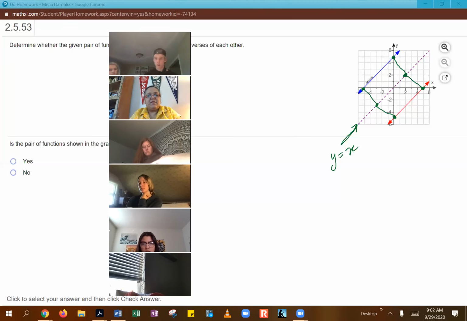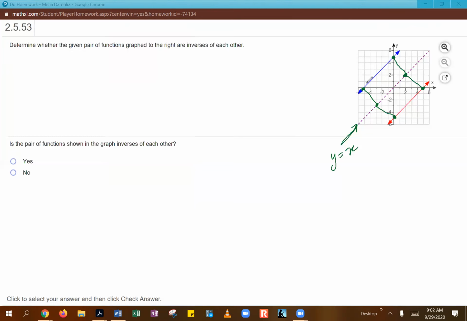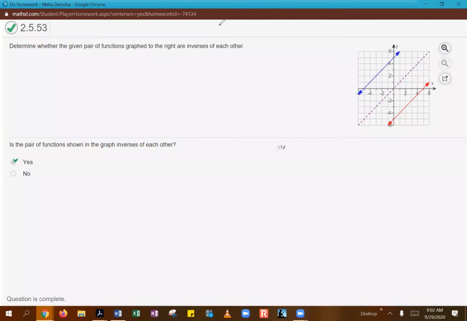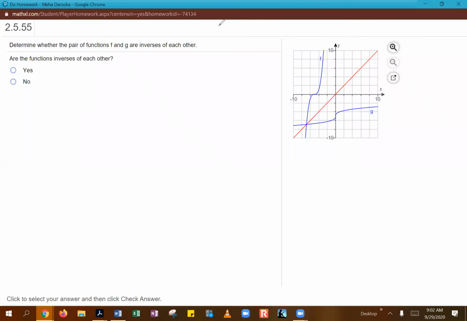Yeah, I can see a lot of you nodding your head. Exactly, because they are going to be overlapping on each other. That distance from the line is the same. So this one is definitely an inverse of the other function. Alrighty, very nice. Let's take a look at this function over here. What do you think?